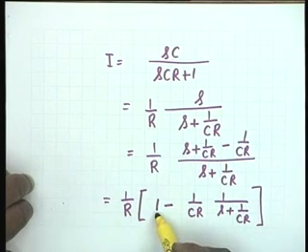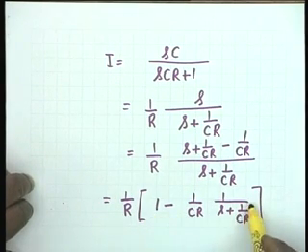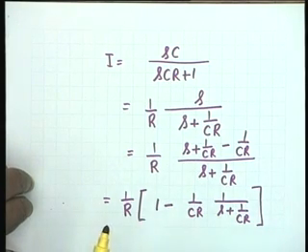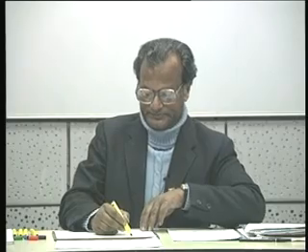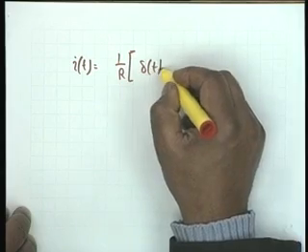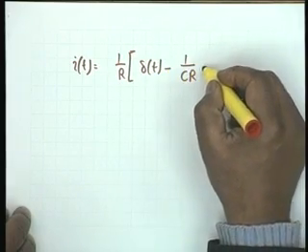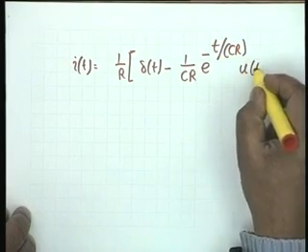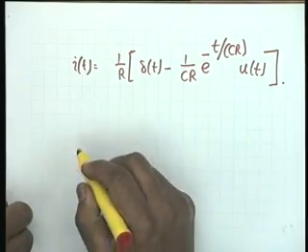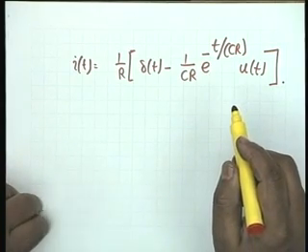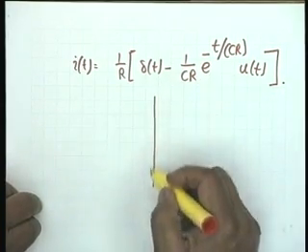The inverse of 1 is delta t, and the inverse of 1 by S plus alpha is e to the minus alpha t times u of t. U of t of course has to be there, and therefore my i of t becomes 1 by R delta t minus 1 over C R e to the minus t divided by C R, the whole thing multiplied by u of t. This is what the current response is, and you notice that it consists of two terms. There is an impulse function in the term.